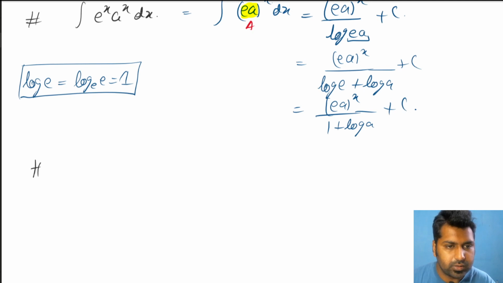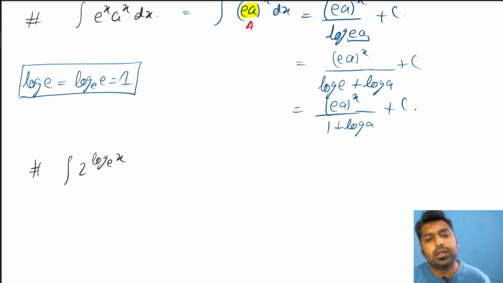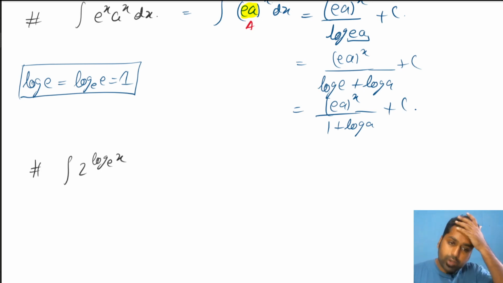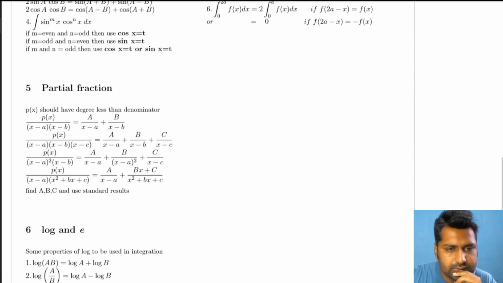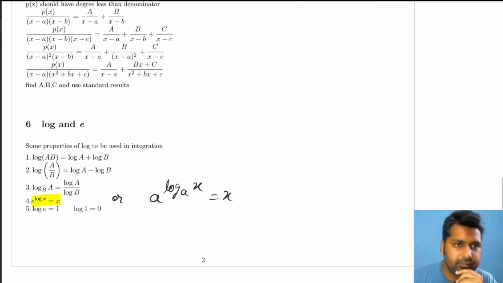All right. Let's look at one more property. 2 raised to power log base e x. Now this time the variable is in the log of power of 2 basically. It's inside the power of 2 and inside the log. Now there is one more property. I think it is not mentioned in the sheet. I'll add it.